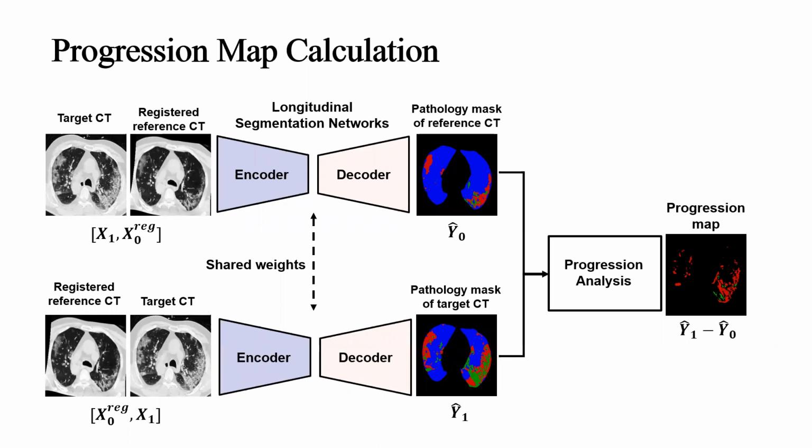In order to calculate the progression map, we segment pathologies in each CT using a longitudinal segmentation net. It takes a registered pair of CTs. Then by simply conducting subtraction, we can get the progression map. This example is for consolidation. So we first get a binary map from the pathology mask, which denotes consolidation and non-consolidation, and we do subtraction. It can, of course, be used for other pathologies.